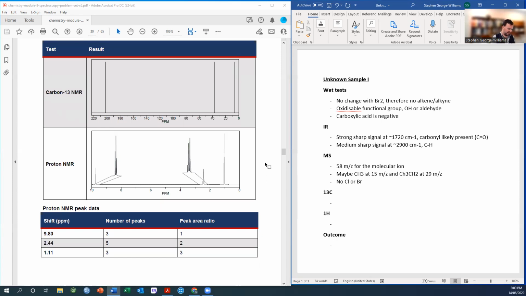Having a look at my carbon NMR, I can tell you that there are 1, 2, 3 carbon environments. I can tell you that one of them is quite high up, about 200 ppm, which is quite common for ketones or aldehydes, and that then 2 of them are quite low down. So only the one at about 200 is interesting, telling me I've got probably a ketone or an aldehyde.